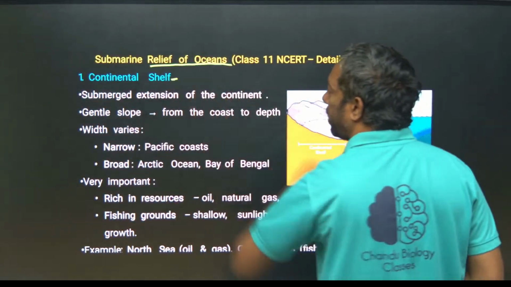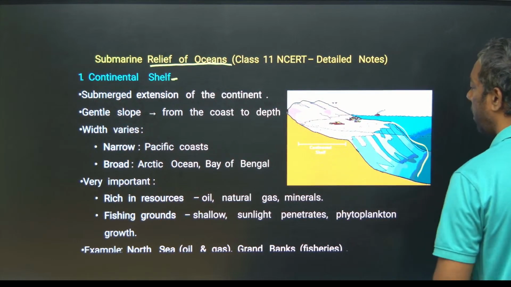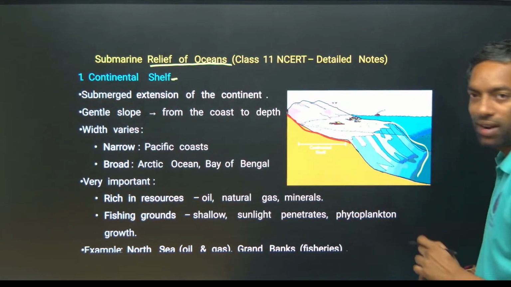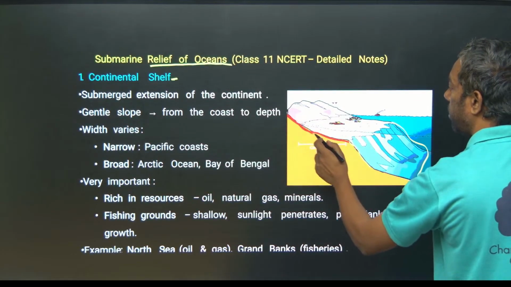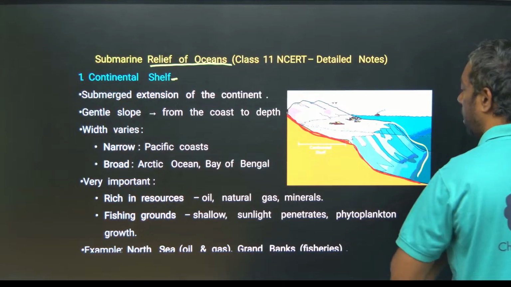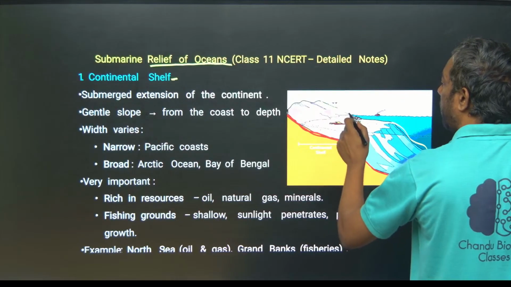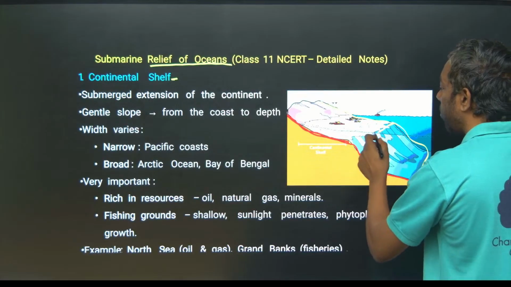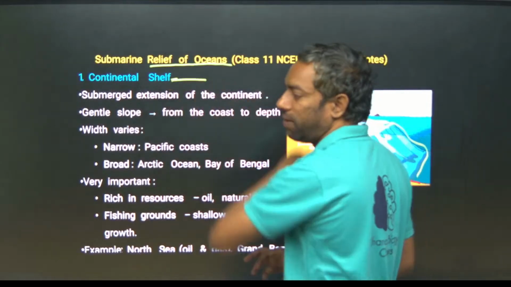First, what is the continental shelf? This is the ocean, and this is the continent border, the landmass border. This is where the river enters into the ocean. This is the slope we can call the continental shelf.